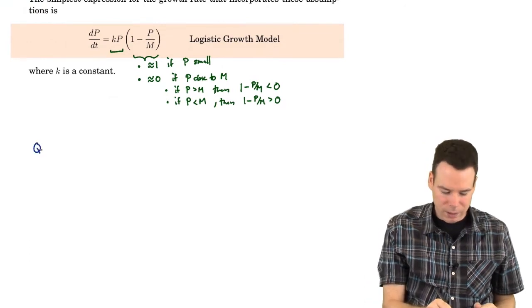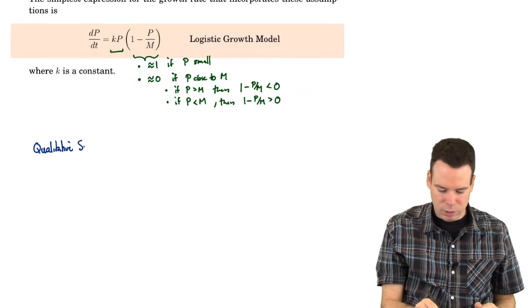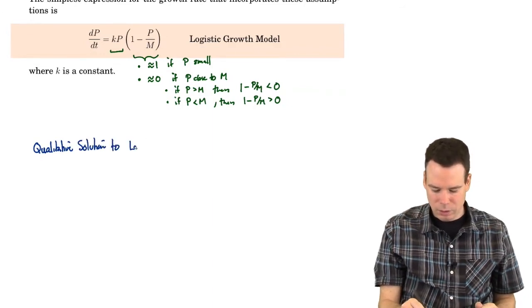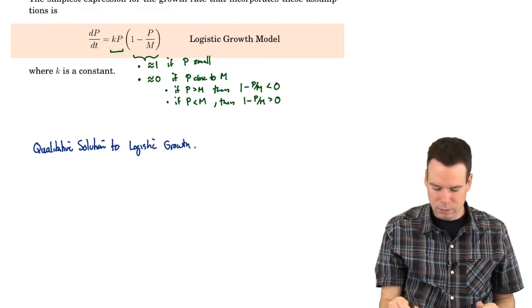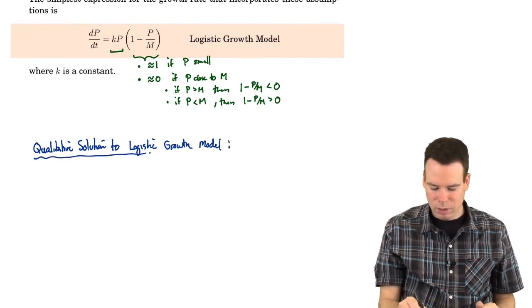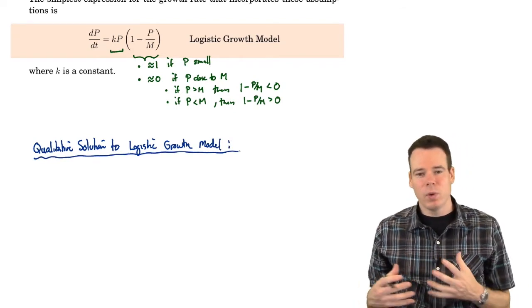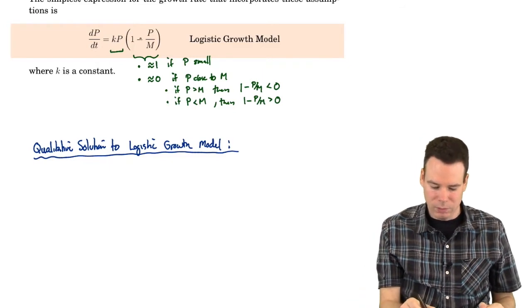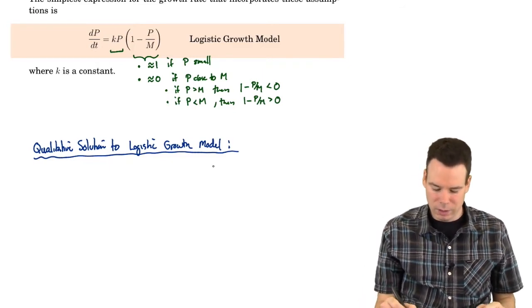So first let's look at a qualitative solution to the logistic growth model. So what do I mean by qualitative solution? I mean just get a rough idea of what the function looks like that would satisfy this. What is this population function? What does it look like?